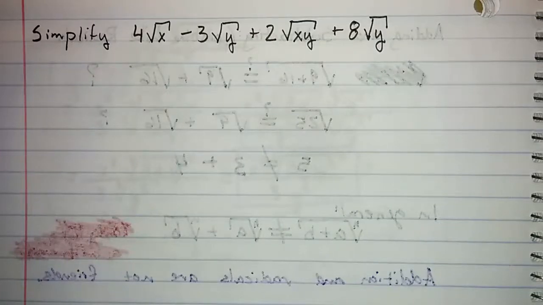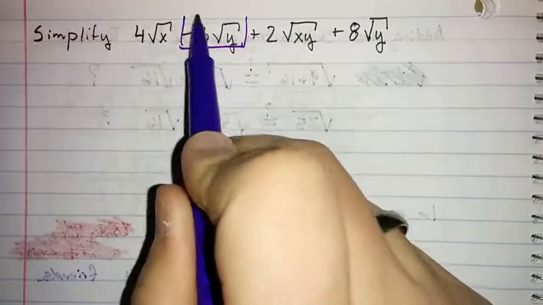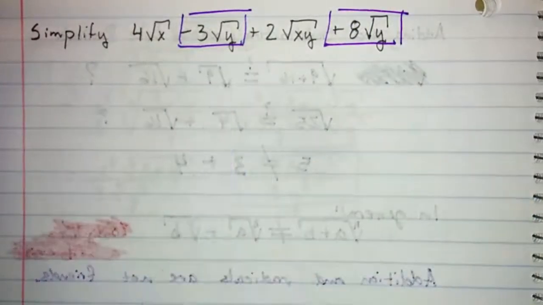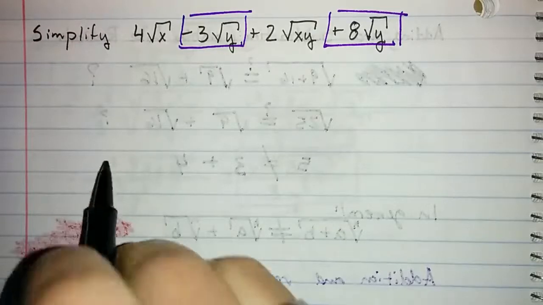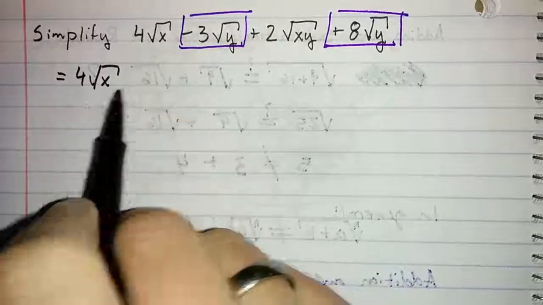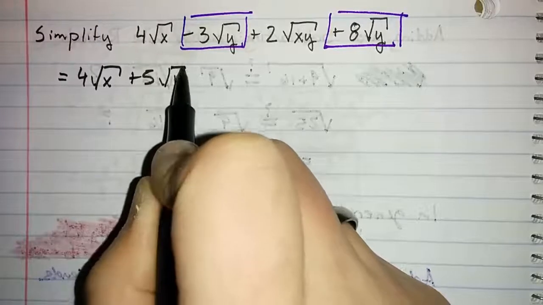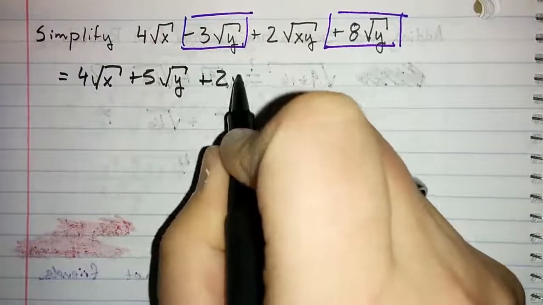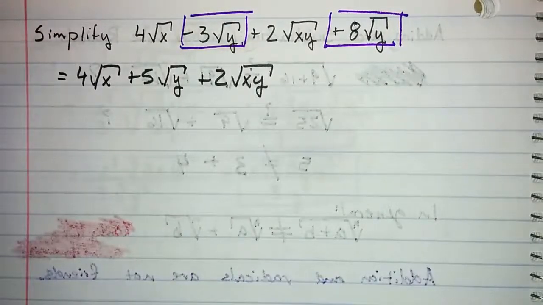Alright, so looking at this, I see, again, only one pair of like radicals. Negative 3 root y plus 8 root y. So I'll have 4 root x plus 5 root y. Negative 3 plus 8 is positive 5, plus 2 root xy. And that's really all I can do with that.